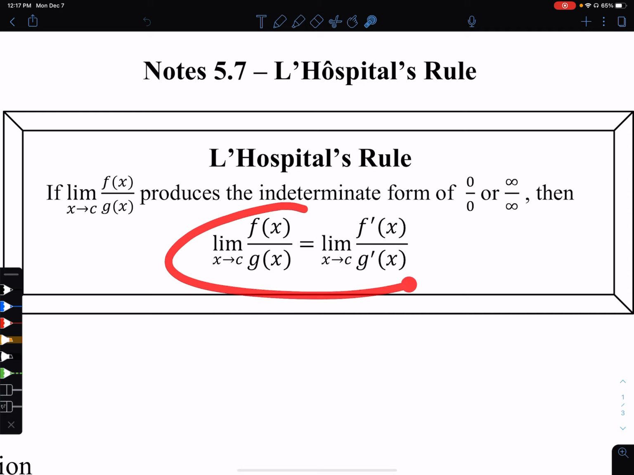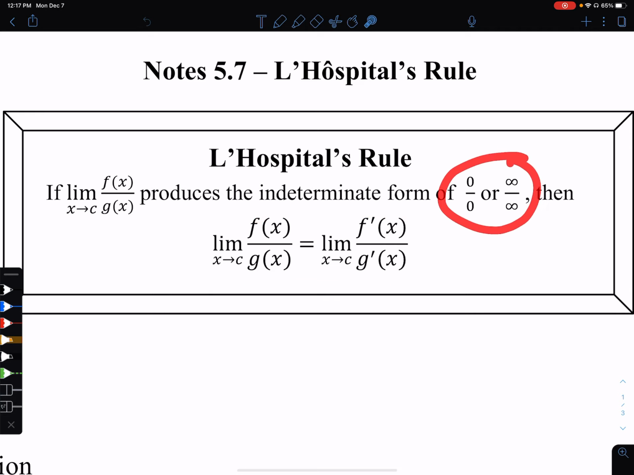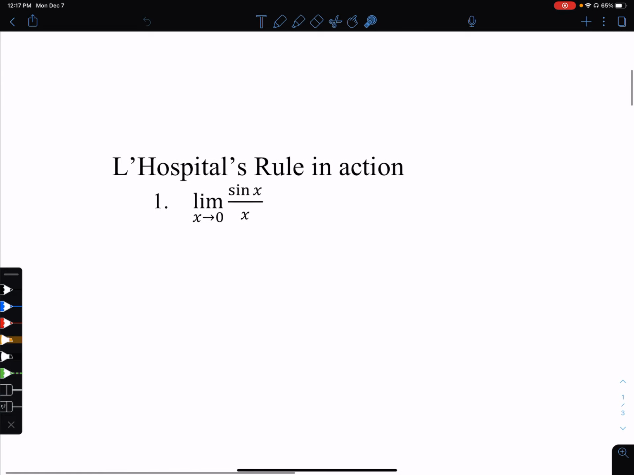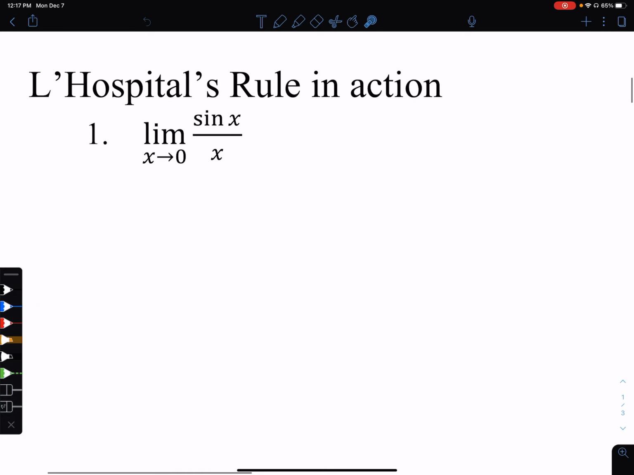So this is super powerful. You can't use it for all limits. You can only use it for a limit that's of an indeterminate form. Let's see how this works.